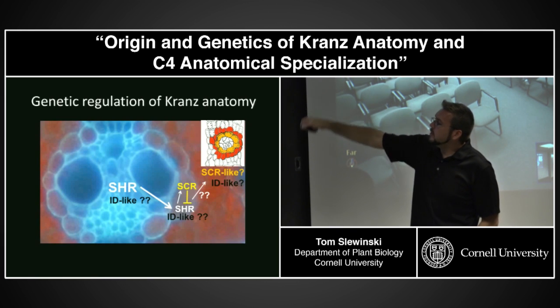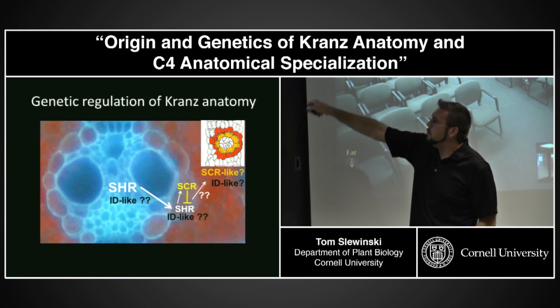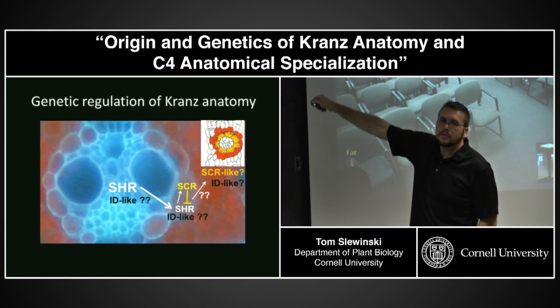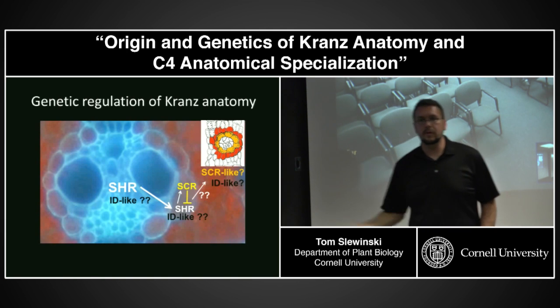So I described in this talk so far the genes that have a bundle sheath specific expression, but within the scarecrow likes and the ID likes, this is scarecrow-like 3. They have a mesophyll specific expression pattern.